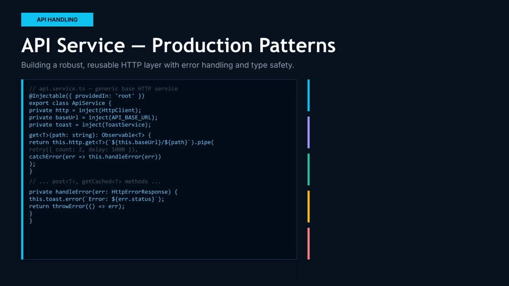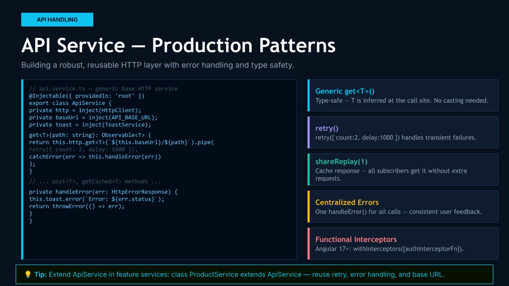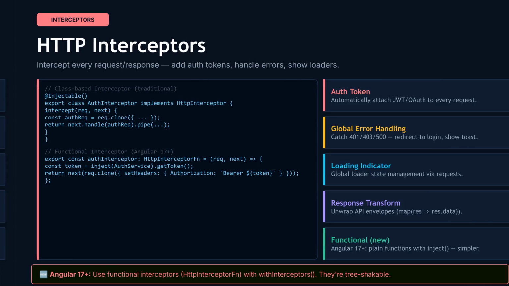A robust API service centralizes complex HTTP patterns. This includes using generic methods for type safety, applying operators like retry to handle transient errors, and centralizing error handling using catchError, and a shared toast service.